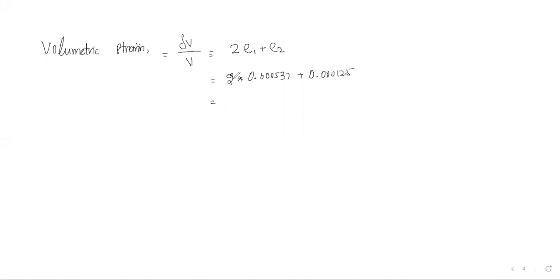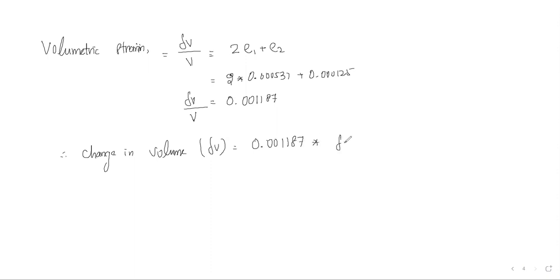It becomes 0.001187, which is the volumetric strain value. Okay. So here we need change in volume. So change in volume del V is nothing but 0.001187 multiplied with original volume.